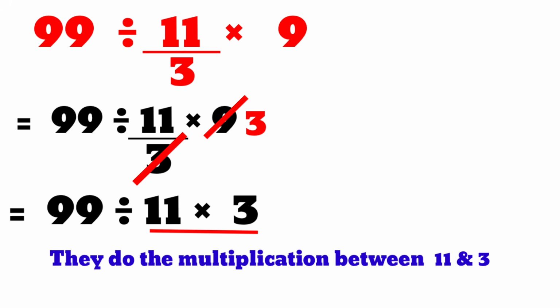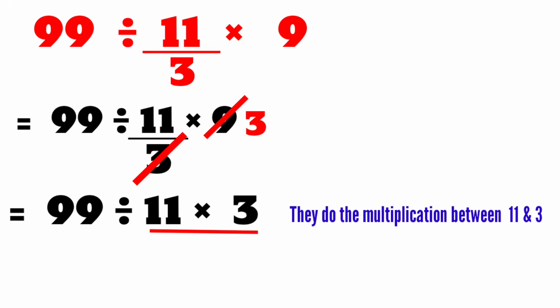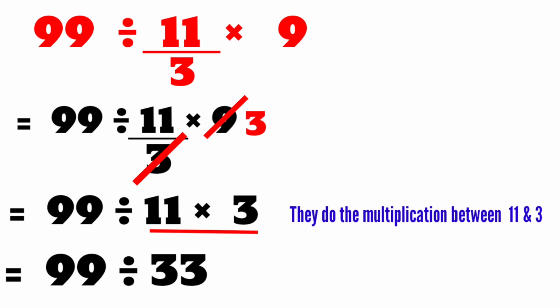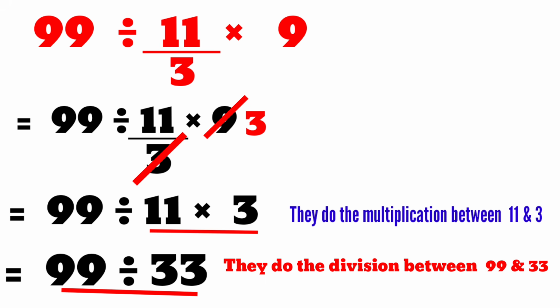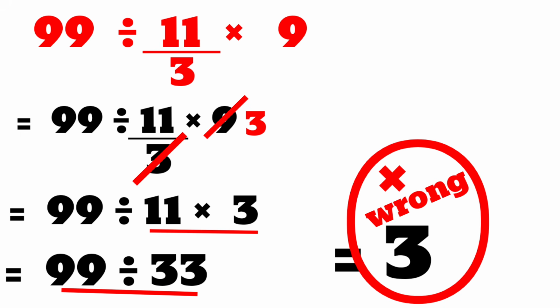They think multiplication has a higher priority than division. So they do the multiplication between 11 and 3, which is equal to 99 divided by 33. Now they do the division between 99 and 33. 33 से डिवाइड करने पर we get the answer is equal to 3. 3 is the wrong answer.